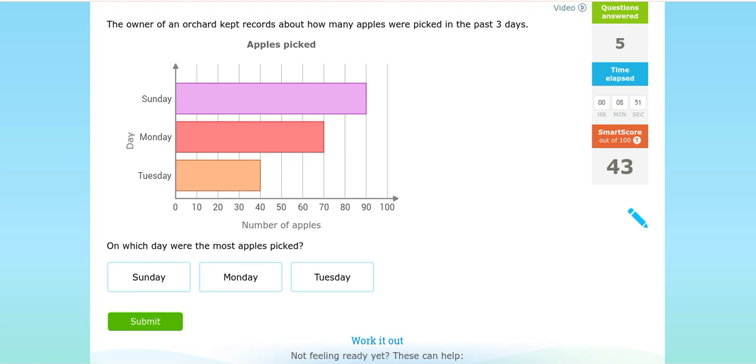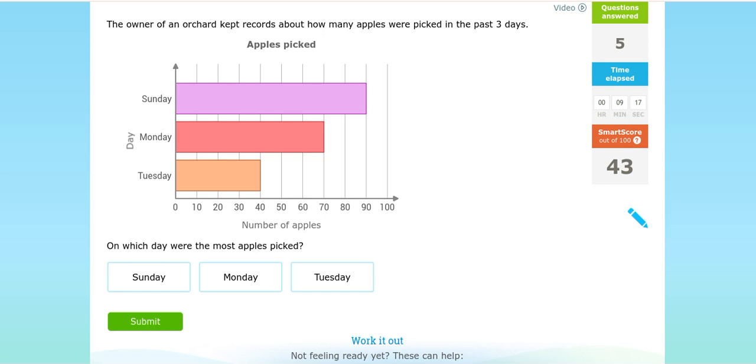And on the bottom, the title is the number of apples. And these are the days on the top left. So we got Tuesday, Monday, and Sunday. For Sunday we got a scale of 90, Monday we got a scale of 70, and Tuesday we got a scale of 40. And it says, on which day were the most apples picked?